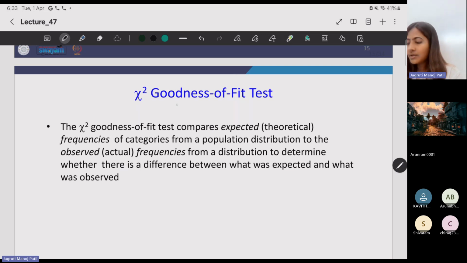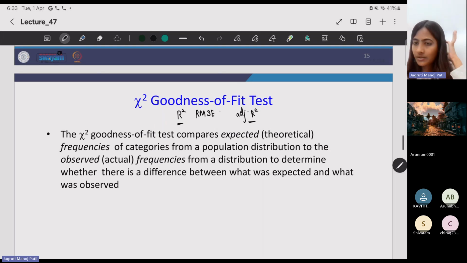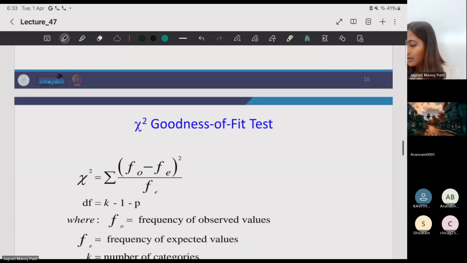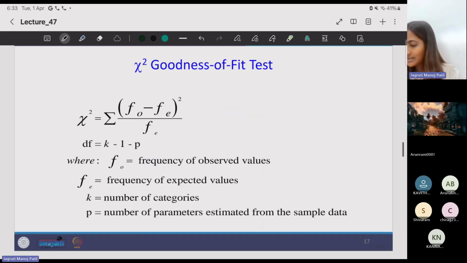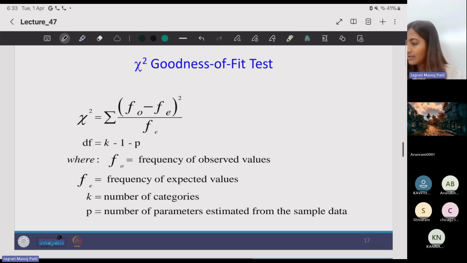Other goodness of fit parameters that we have seen till now were R square and RMSE. We also saw something called adjusted R square, where if one value increases, another decreases, and the degree of freedom matters. All those parameters we also saw. For the goodness of fit test, your degree of freedom will change.